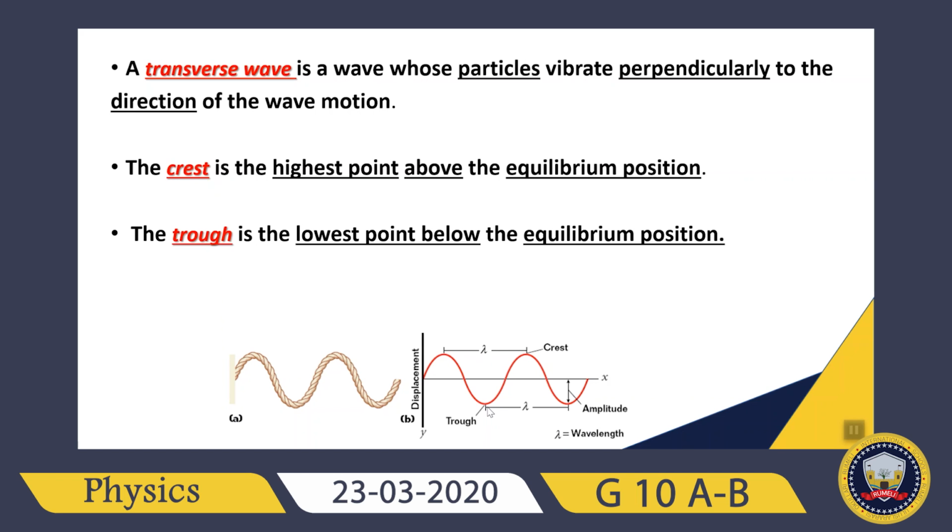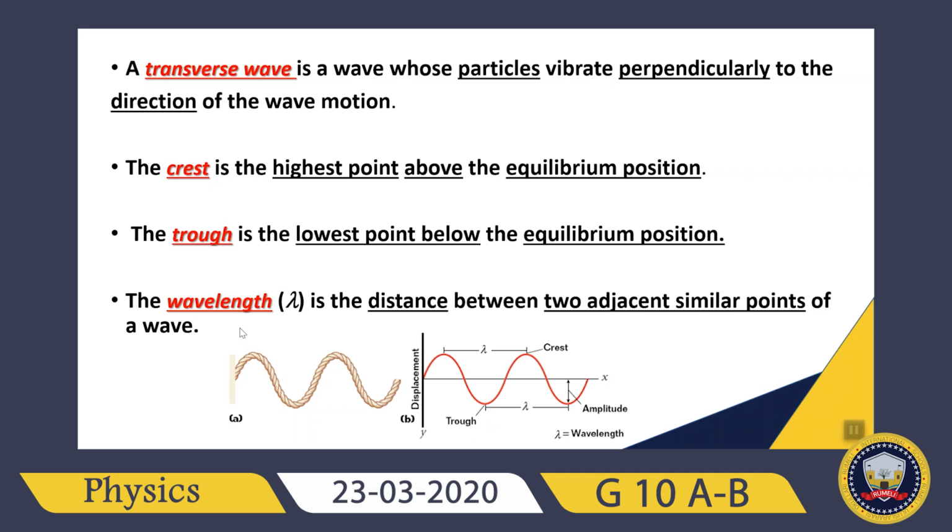Also, the distance between two successive troughs. Here is the first trough, here is the second one. The distance between them is called wavelength again, and symbolized by this letter which is called lambda. So the wavelength is the distance between two adjacent similar points of a wave, two successive points of a wave, whether crests or troughs.